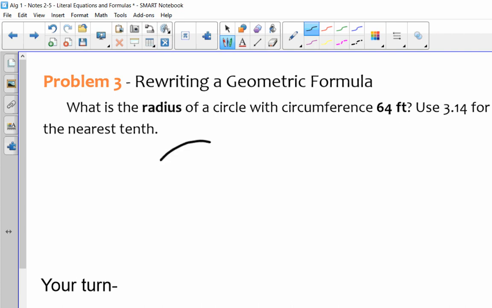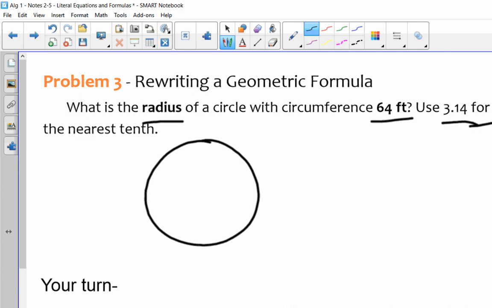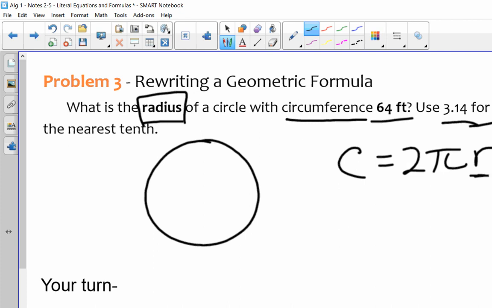What I like to do is draw a circle. So it's asking what's the radius of a circle when the circumference is 64, and they tell us for some reason to use 3.14 for pi. If we go back to our notes, the circumference of a circle was this. In this question, they're asking me what is the radius, so I have to solve it for this. They tell me the circumference is 64. Okay?